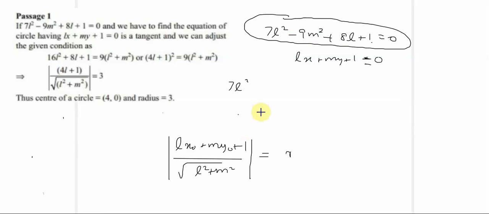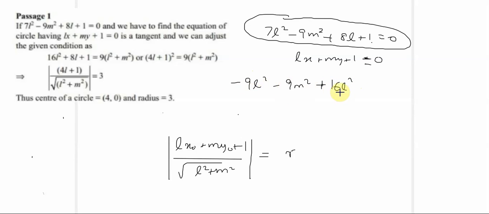So that's what they're doing here. They want this L square plus M square term, the denominator. So we somehow want the L square plus M square term in this expression. They want to make the coefficients of L square and M square the same. Okay, so that's why they subtracted 9L square and added 9L square to 7L square, 16L square.